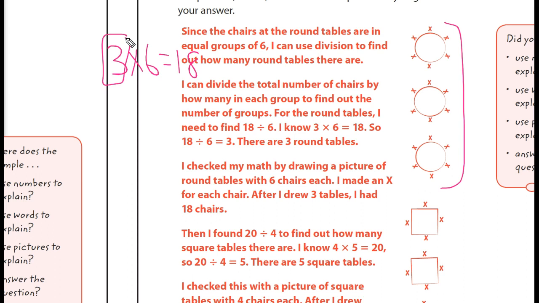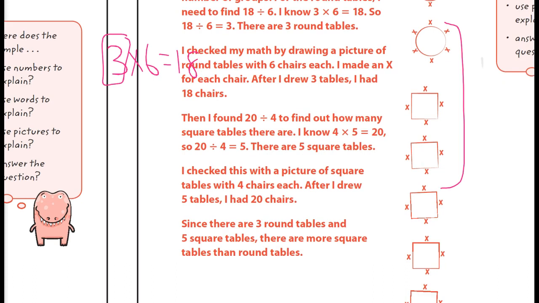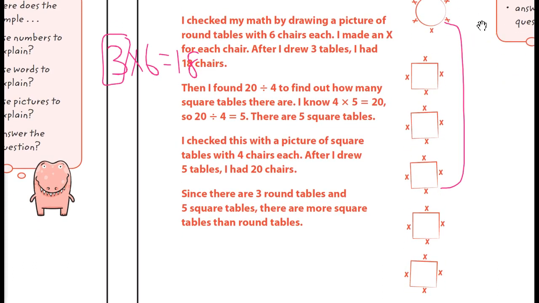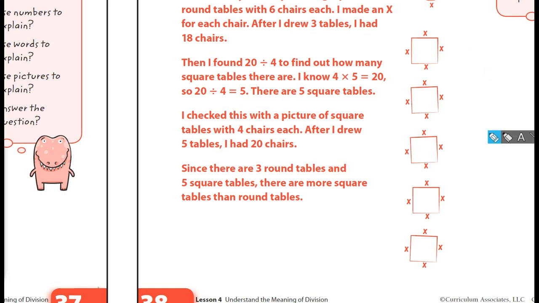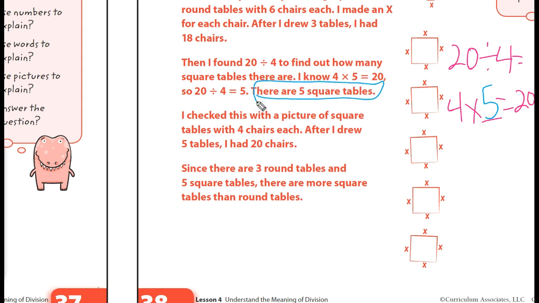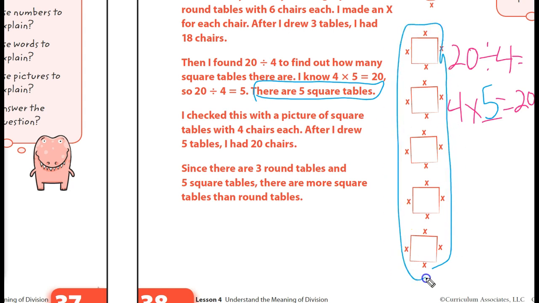They checked my math by doing multiplication. And then I found 20 divided by 4 to find out how many square tables there are. So when I have 20 divided by 4, I want to know 4 times what gives me 20. Oh, I know what that is, 4 times 5. So there are 5 equal tables with 4 each, just like you have right here.